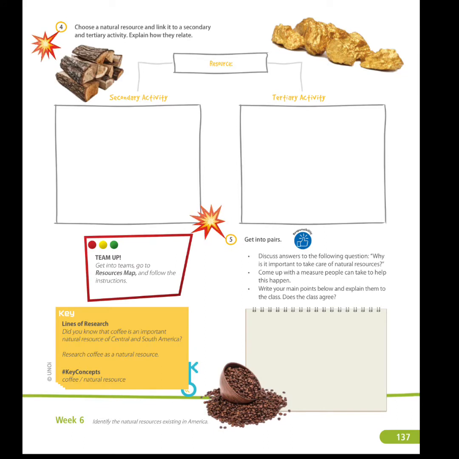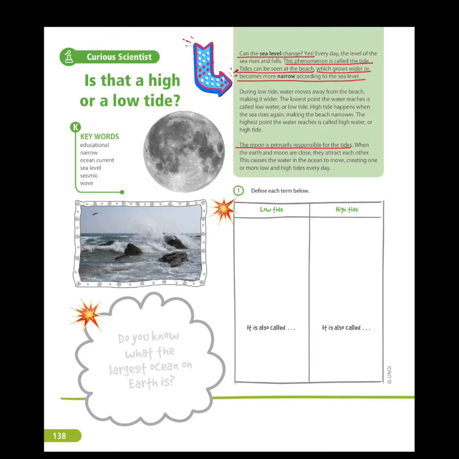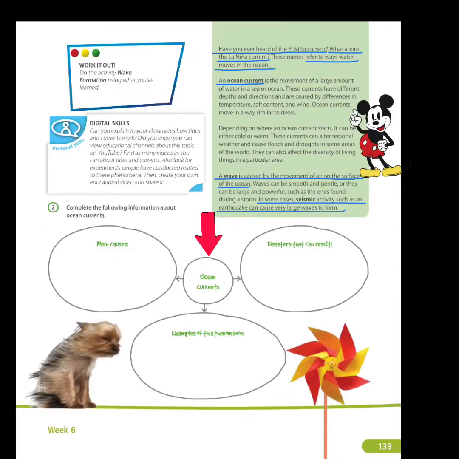Now that we learned about natural resources and economic activities, we can do the exercises on page 137, exercise number 4 and 5. Page 138. We are going to read about tides. Read the information in the green rectangle. After that, we are going to do exercise number 1 and answer the question in the bubble.